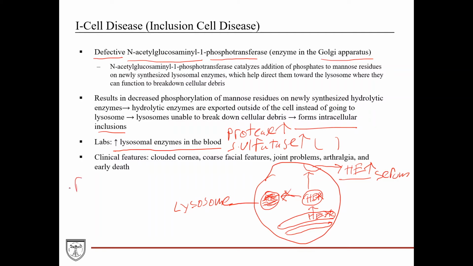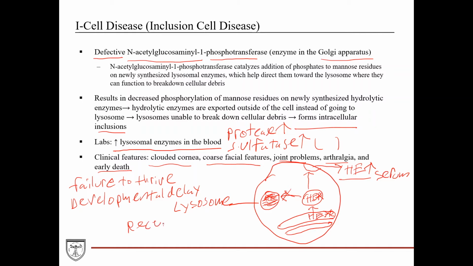Clinically, these patients demonstrate failure to thrive very early. They also exhibit developmental delay. And then other notable features are a clouded cornea in the eyes, coarse facial features, joint problems, arthralgia, and then unfortunately early death. And these patients are really susceptible to recurrent infections, recurrent respiratory infections, and congestive heart failure.